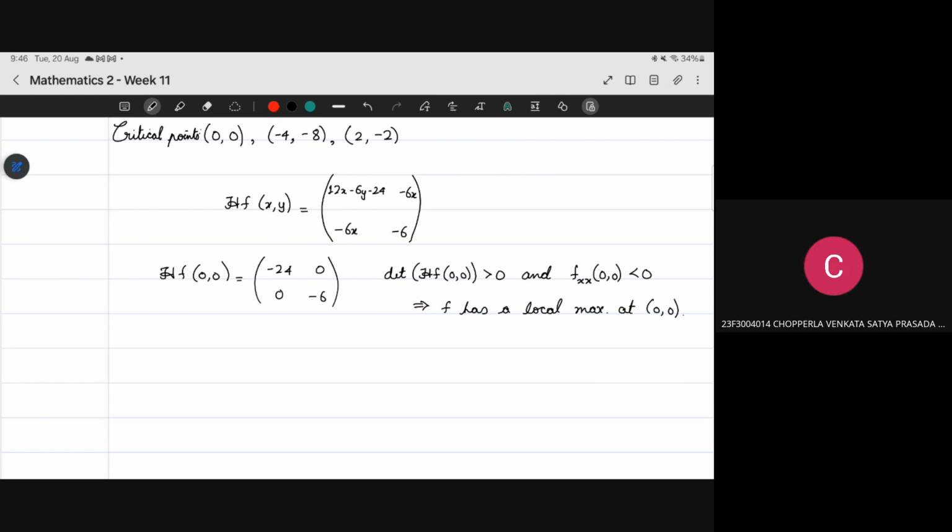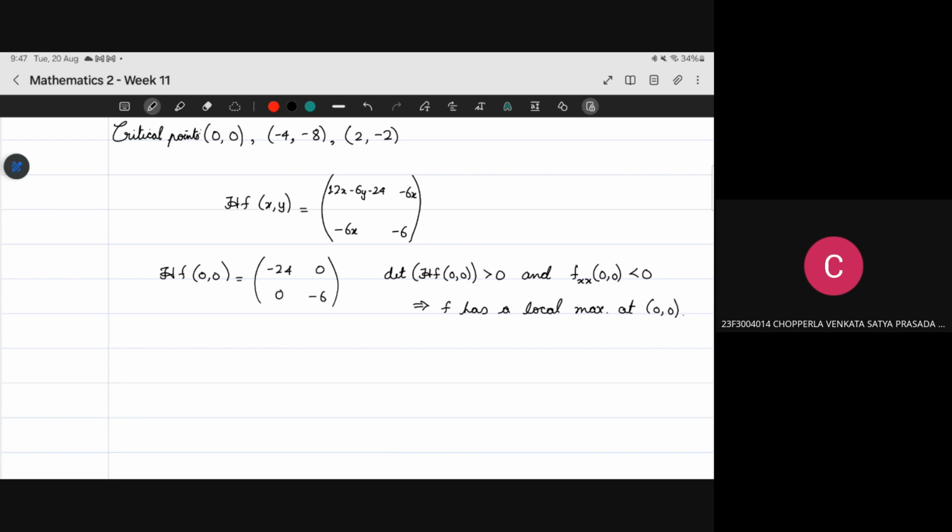Actually, I did it, sir, but whether F has a global minimum, I did not get. I did not get anything. No, sir, I did not get any global minimum. You'll have to determine the behavior of F. Global minimum.